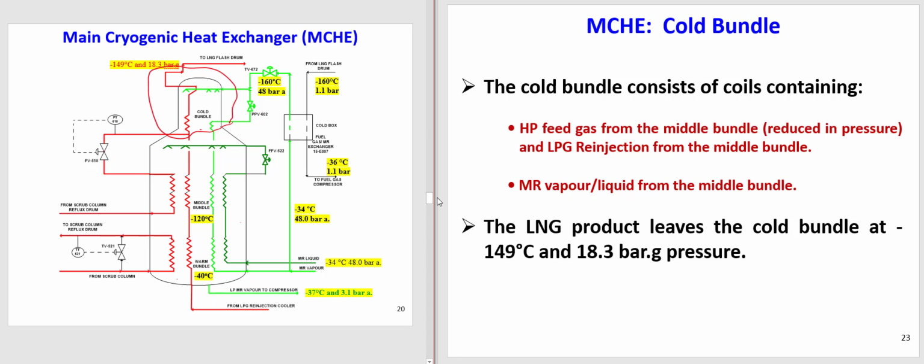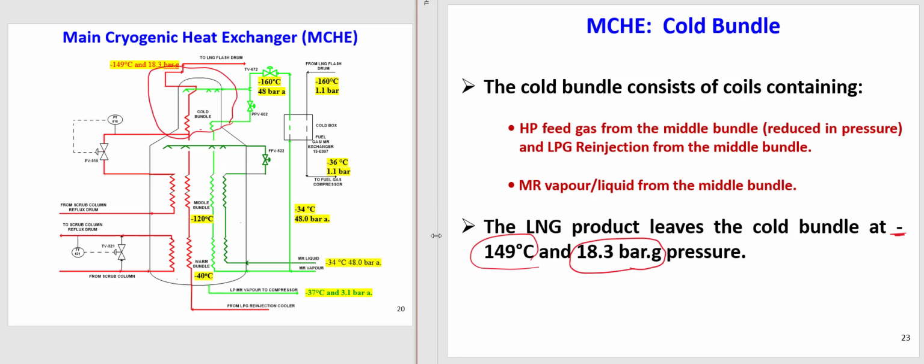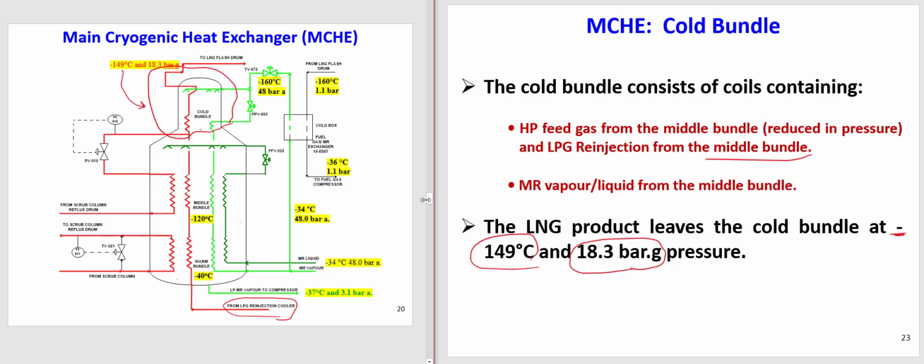The temperature of the cold bundle is minus 150, 149, and the pressure is about 18.3 bar. It's very high pressure: temperature minus 50 and pressure 18.3, minus 150 and pressure 18.3. So what we have in the cold bundle is high pressure feed gas from the middle bundle and LPG reinjection from the middle bundle. So LPG reinjection here goes to the warm bundle, middle bundle, and then cold bundle.